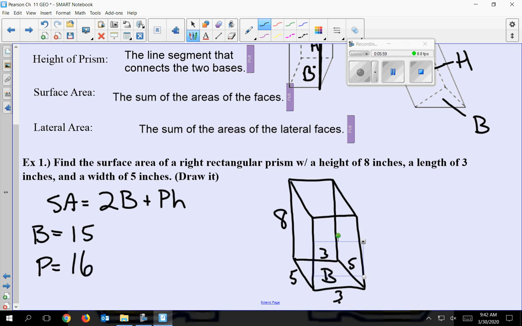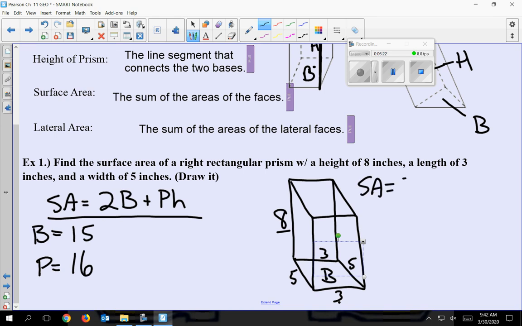Okay. So you got to have this formula down. Capital B stands for the area of the base. Capital P stands for the perimeter of the same base. And H now is going to stand for the vertical height. And they gave it to us as 8. So we're going to go ahead and plug all this stuff in.